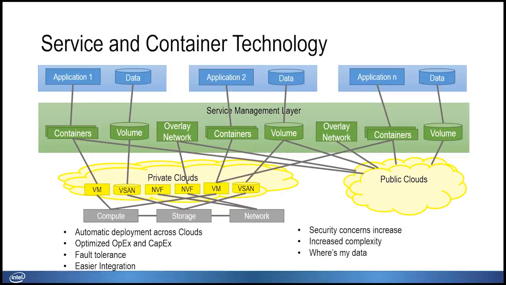The good news here is now I have automatic deployment across multiple clouds. I've optimized my OpEx, and my CapEx was already optimized through the virtualization layer. But now I'm talking at the application stack and the service stack layer. So now I have automated fault tolerance, much easier to integrate with like overlay networks where I can integrate across multiple clouds and create a virtual network on top of two clouds and create firewalls and do microsegmentation all via software. It's a very cool technology, way to go.